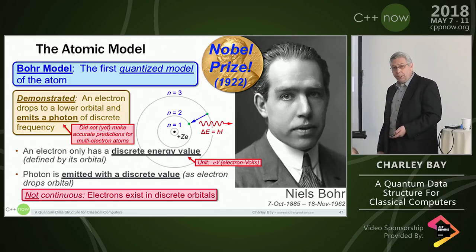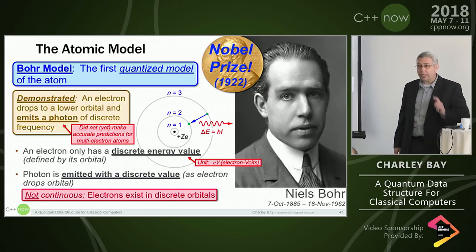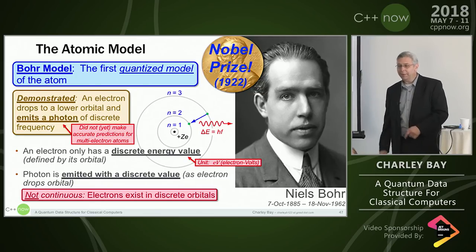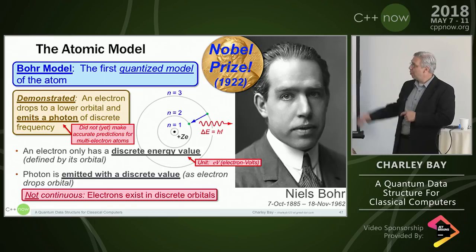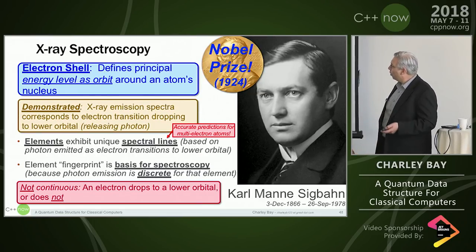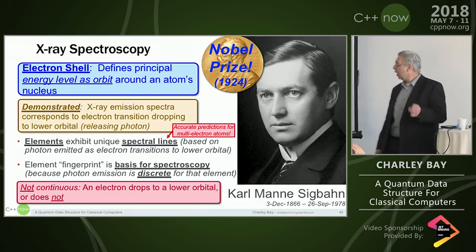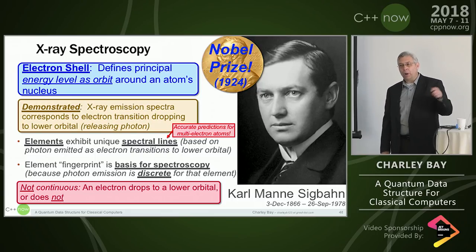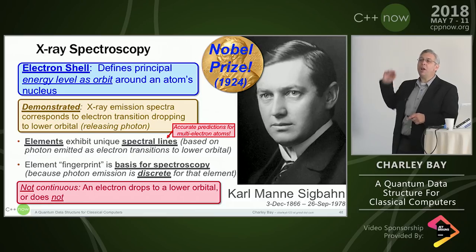So not continuous, electrons exist in discrete orbitals. They can't just be wherever they want. They kind of can, but no, they're in discrete orbitals. Karl Manne Siegbahn, Nobel Prize in 1924, not continuous. An electron will drop to a lower orbital or not. Building on Bohr's work, he quantified it.